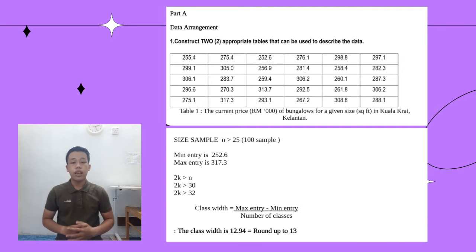To get the class width, we have to take the max entry minus the minimum entry and then divide by the number of classes. So the next step is we have to calculate this answer. Max entry is 317.3 minus 252.6, divided by 5, and the answer is 12.94. The answer we have to round up to 13.